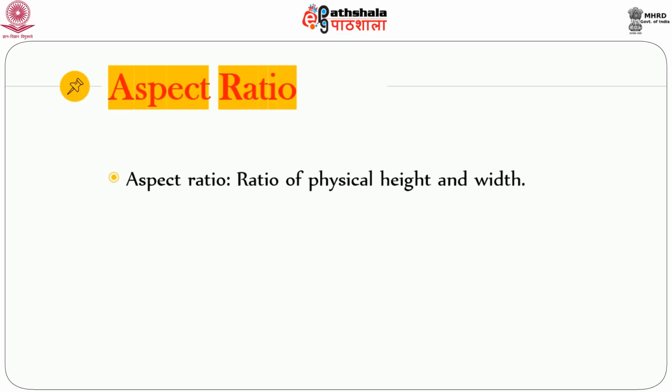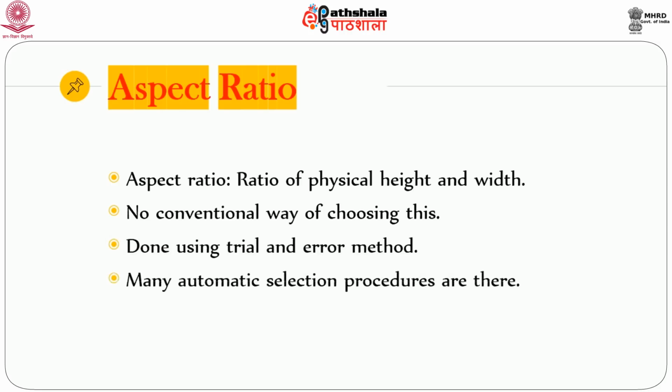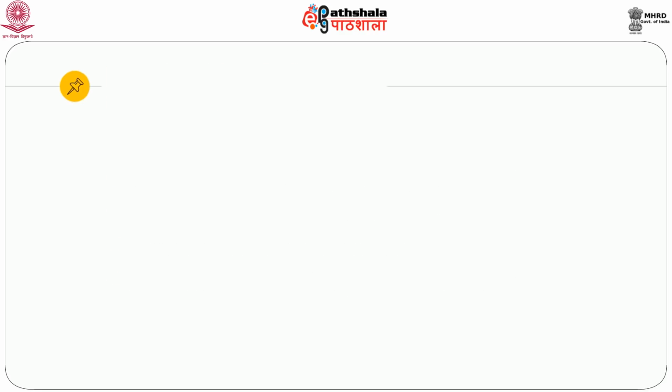So the question now is how to choose it, and the simple answer is there is no conventional way of choosing this. So the quick solution that we adopt in most cases is by applying the trial and error method. Although many automatic selection procedures are there for our convenience, usually we prefer the trial and error ones. Have a look at the output that we are getting here using the R code that is given here.